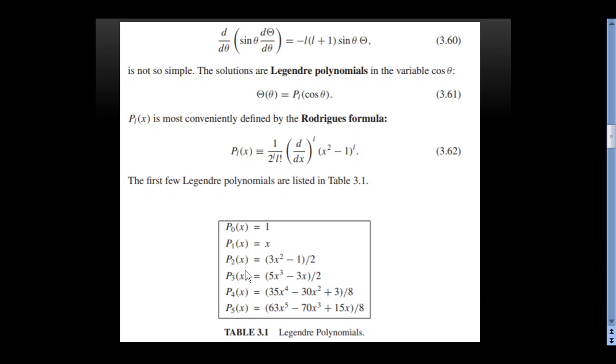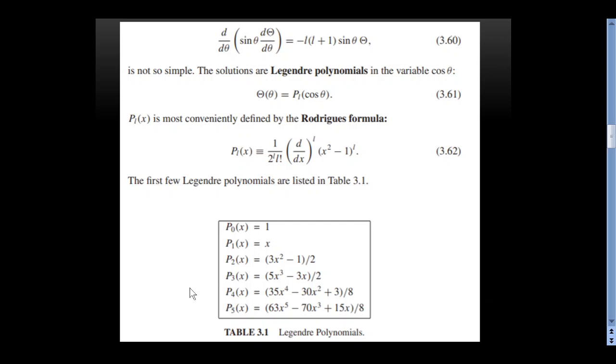Now the third order polynomial, L is equal to 3. Substituting L is equal to 3, you will get P3(x) is equal to (5x cube minus 3x) whole divided by 2. Similarly, substituting L is equal to 4, you will get the fourth order polynomial P4(x), equal to (35 x raised to 4 minus 30 x square plus 3) whole divided by 8, and P5(x) is equal to (63 x raised to 5 minus 70 x cube plus 15 x) whole divided by 8. So this way a few Legendre polynomials are given over here.